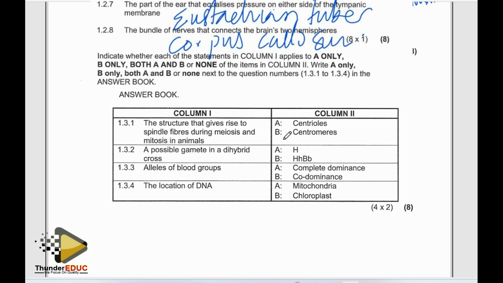They're saying the structure that gives rise to the spindle fibers during meiosis and mitosis in animal cells.